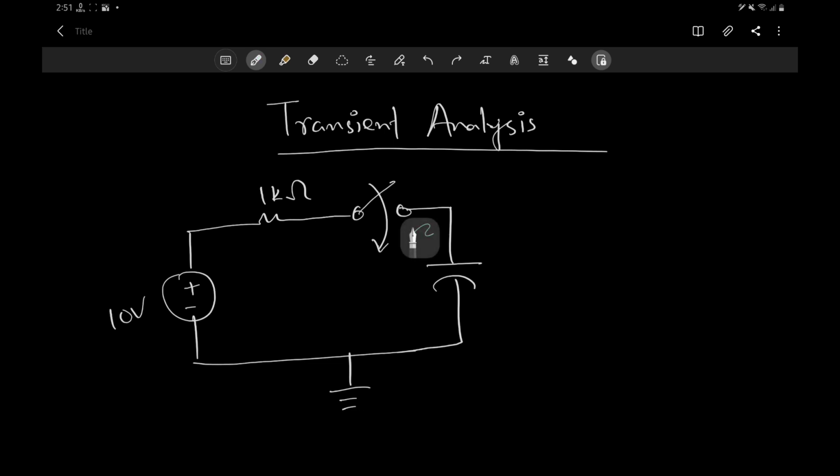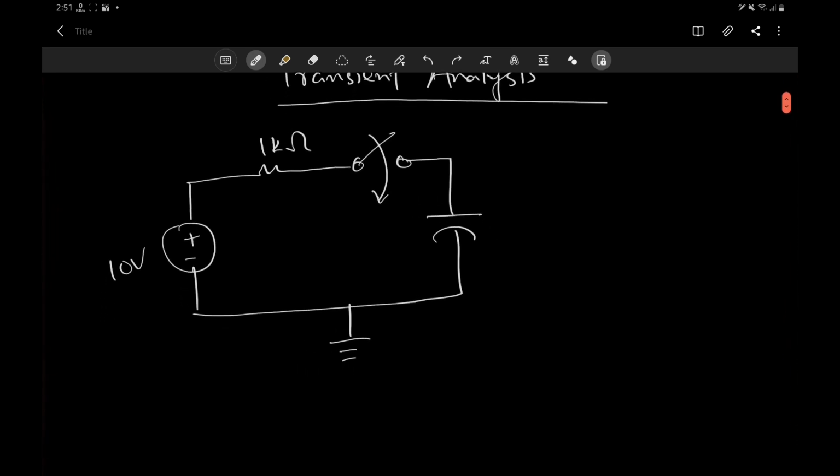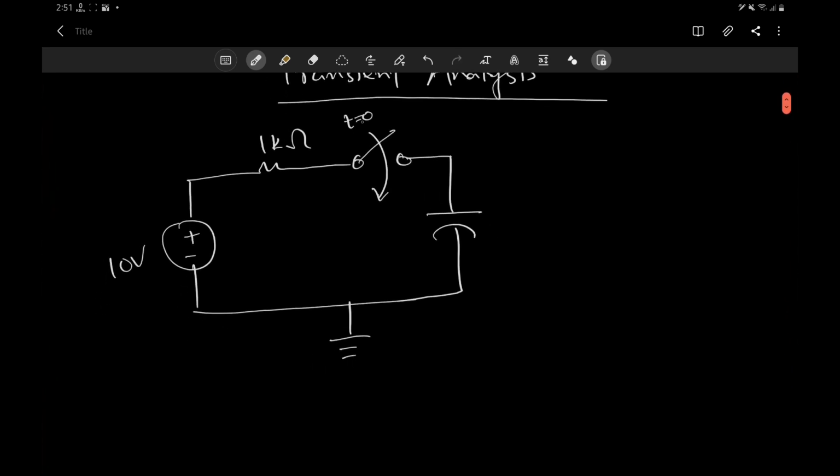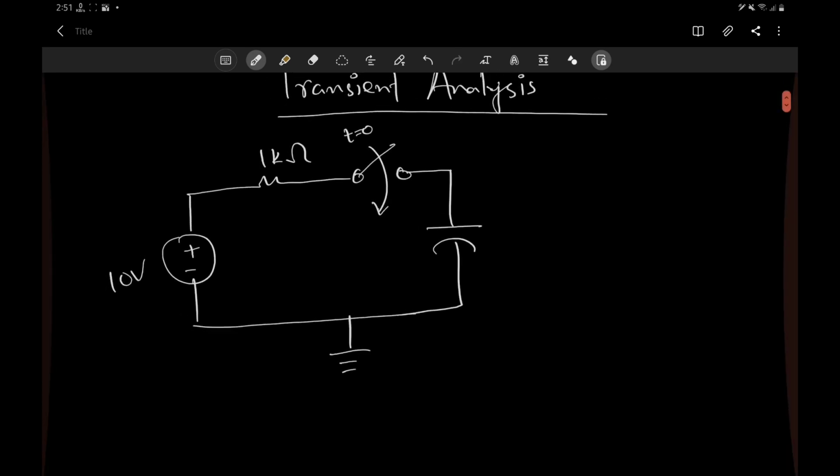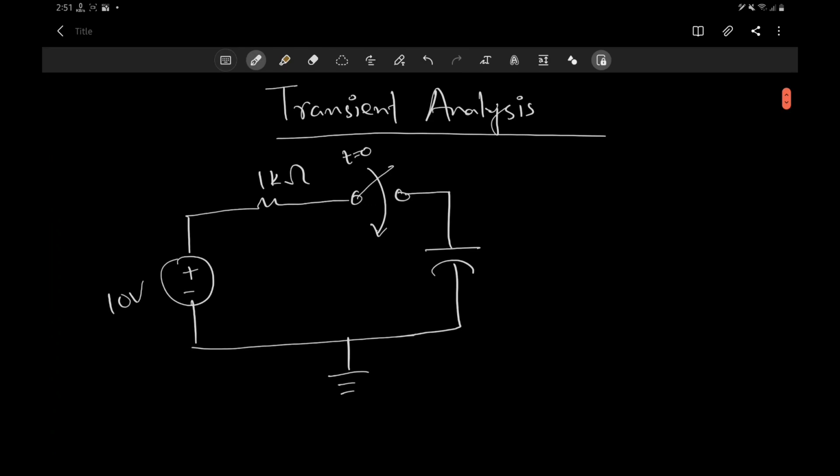And you will also see that sometimes there is written t equals 0. What it means is that we are turning on this switch exactly at time 0. That could be anything else, but I'm going to always keep it 0. Okay, so let's give the capacitor a value here, 1 microfarad.